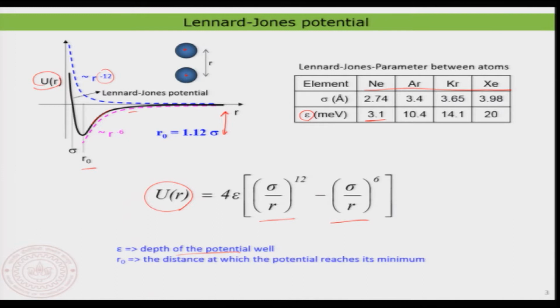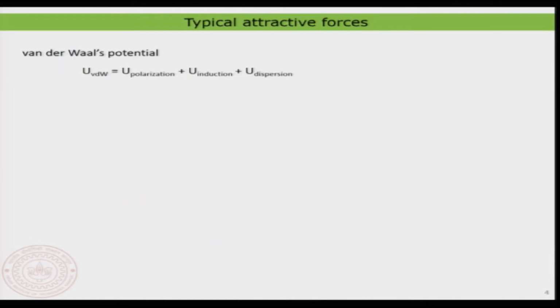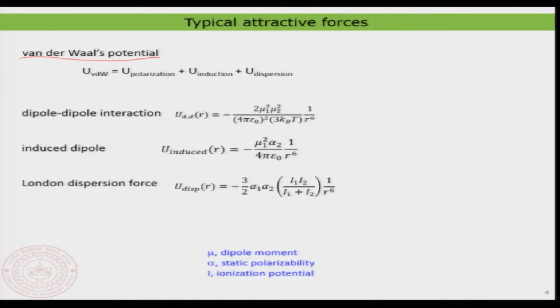Now, within this there are typically several attractive forces. So, we first want to discuss the most important one, which is known as the van der Waals potential or the van der Waals interaction. The van der Waals interaction majorly has three contributions, like what I have shown here. This is when two dipoles interact, or when one dipole interacts with a neutral atom or molecule, or when two neutral atoms or molecules interact. I will just demonstrate it.